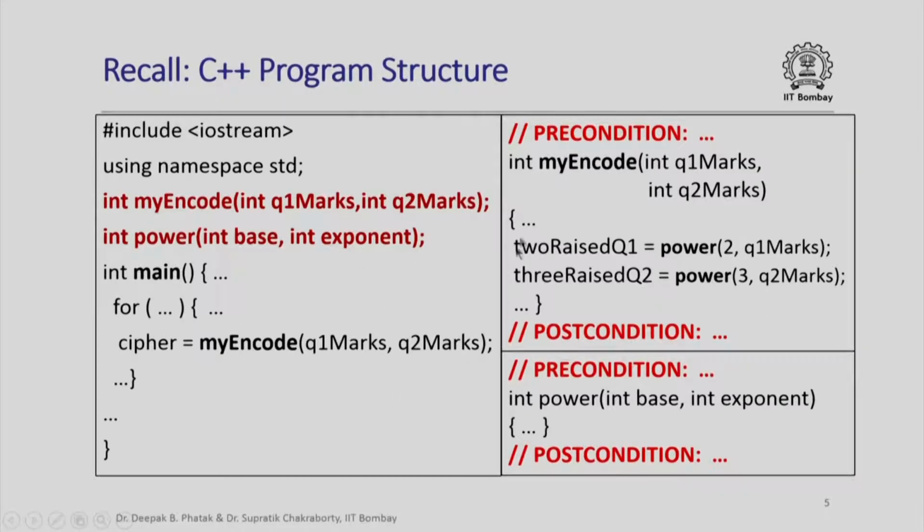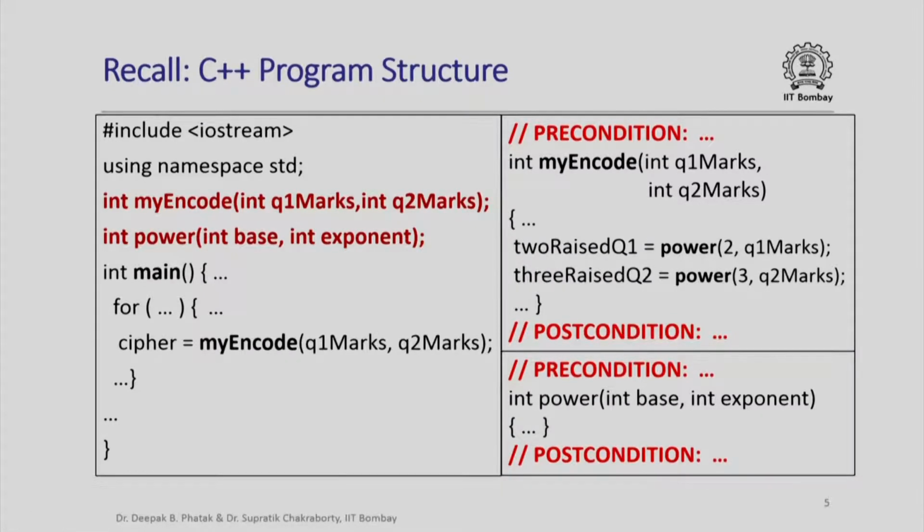Here is the structure of a simple C++ program that we have looked at earlier for solving the same problem. In this C++ program, of which I have just shown the skeleton here, only highlighting the parts where function calls are made, there are two functions, myencode and power. Inside the main function we have a for loop which iterates over all the students in the class, reads their marks and then invokes the function myencode to compute the encoded form of quiz 1 marks and quiz 2 marks. The function myencode in turn calls the function power, which basically computes 2 raised to quiz 1 marks and 3 raised to quiz 2 marks, and using that myencode computes the encoded form and returns it to the main function.